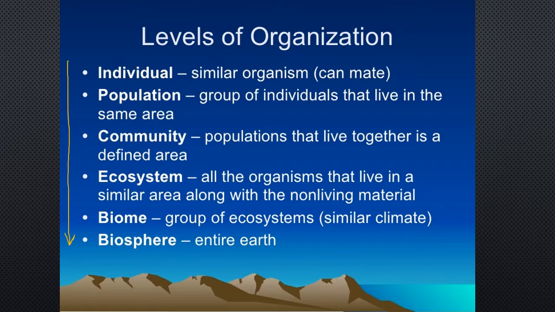So we have the individual, and that's similar organisms that can mate, or species, and then the population, which is groups of species that live in the same area. And then community is populations that live together in a slightly larger defined area. Ecosystems are all the organisms that live in a similar area along with the non-living material. So ecosystem is where we start to introduce the physical features of it as well. And then the biome are the groups of ecosystems that are in similar climates. And then the biosphere is the entire Earth.